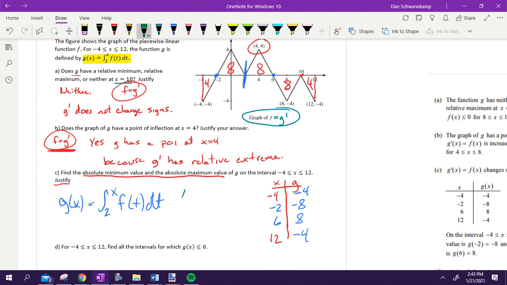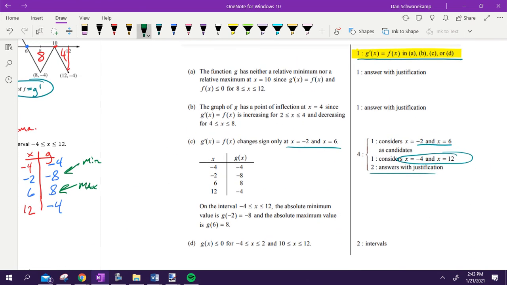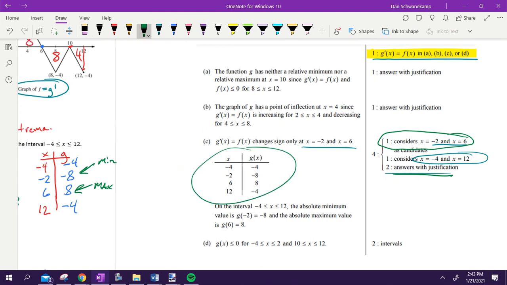What is the absolute max value? 8, because it's just looking for the biggest number. That's the max. What is the absolute minimum value? -8, because it's that guy right there. That's the min. That's all you're looking at. Here's the justification. You can score 3 points or 4 points on this one alone. Consider the endpoints. We did it. Consider the critical points. We did it. Answers with justifications. Well, this is my justification, that table right there with the answers. That's all you had to do.